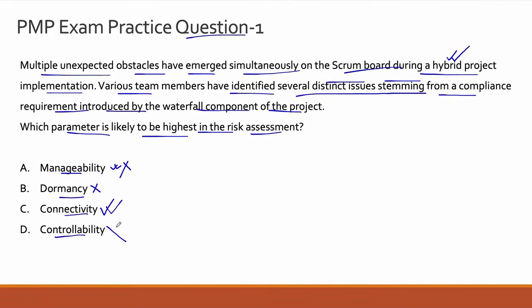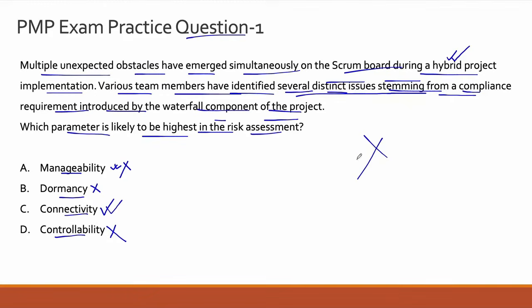D is also incorrect, primarily because controllability is something which again comes after implementation, because once you implement, then you control the action and ensure that that action is delivered the way it was designed to achieve the intended results, right? So that is the controllability part of the risk, and that is the reason why D is also an incorrect answer choice. Okay. So the correct answer to this question is option C, which is connectivity, and this is the parameter which is likely to be the highest in risk assessment because the various team members have identified several distinct issues, okay, stemming from a compliance requirement.